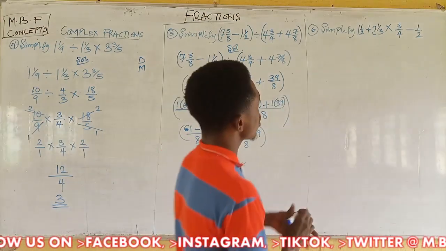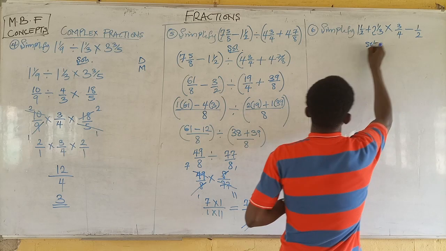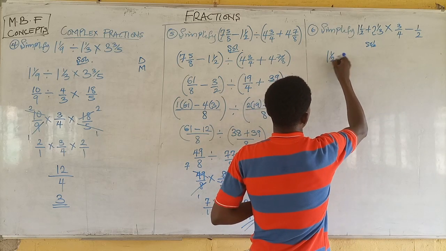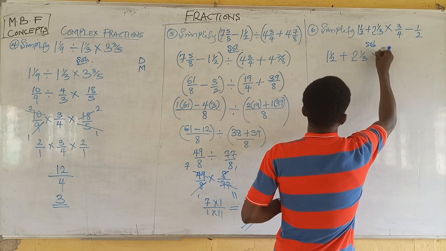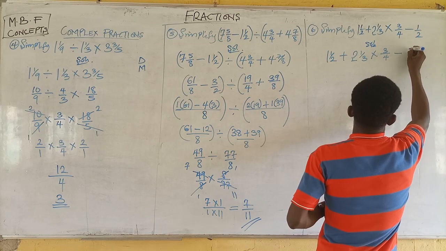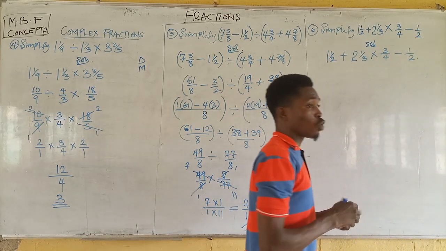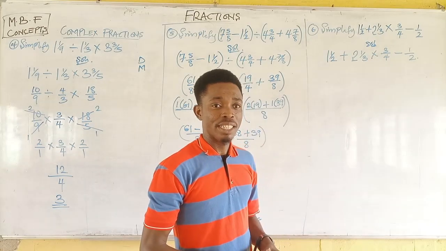Now, we are asked to simplify 1 1/2 + 2 1/3 × 3 4 minus 1/2. Guys, you really need to understand the basic thing here, alright? Now let's go and start solving this question.